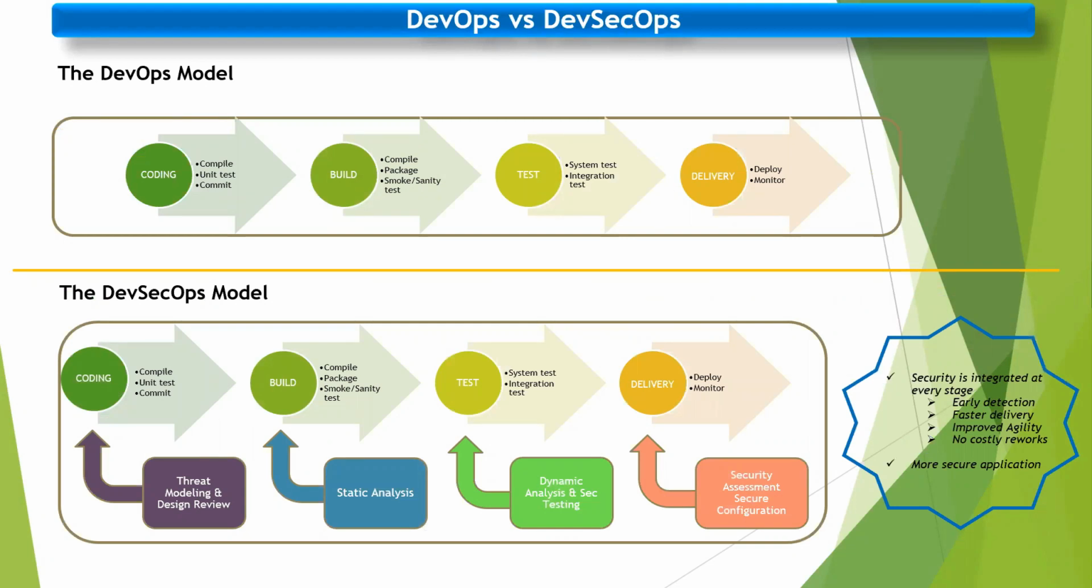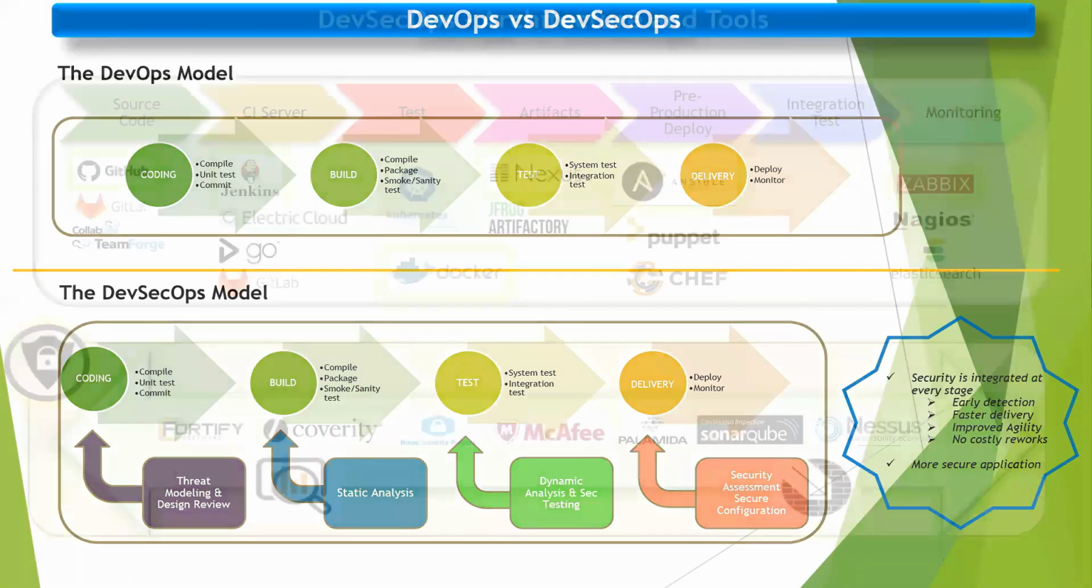So in interviews, if you talk about DevSecOps, that itself will have more weightage for you, right? The consideration will be more because every company is looking for security people now, right? So what is the advantage of following the DevSecOps model? Early detection of issues, then faster delivery, improved agility. The most important thing is no costly rework. The amount we spend on rework is sometimes more than the project development itself, right? Ultimately, we'll end up delivering a more secure application.